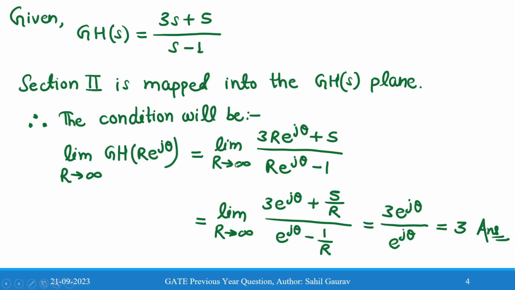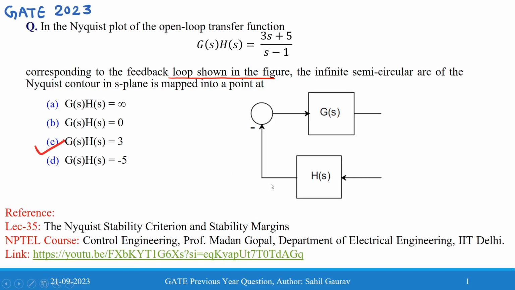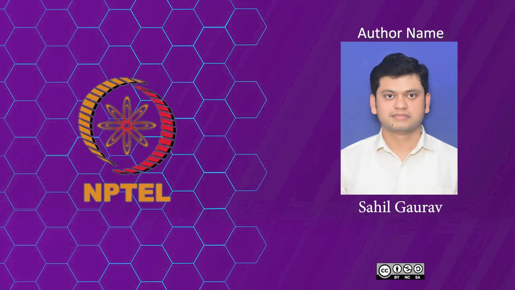On simplification, replacing s by r e to the power j theta, we get this expression. Now we take r common in both numerator and denominator, we get this expression, and on simplifying we get 3 as the answer. So the final answer for this problem is option C. Thank you.